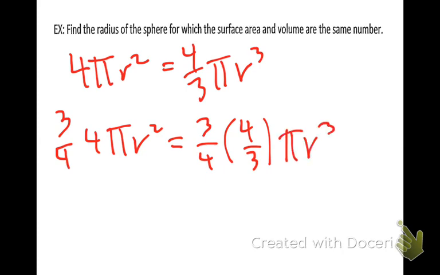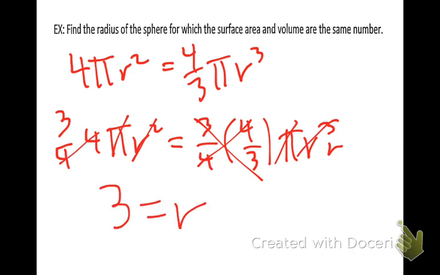And then we simplify, so the r squared and the pi's cancel. R squared makes this just r, and the 3/4 cancels itself out, and the 4 and the 3 cancel, so we're left with 3 equals r. So the radius would equal 3.